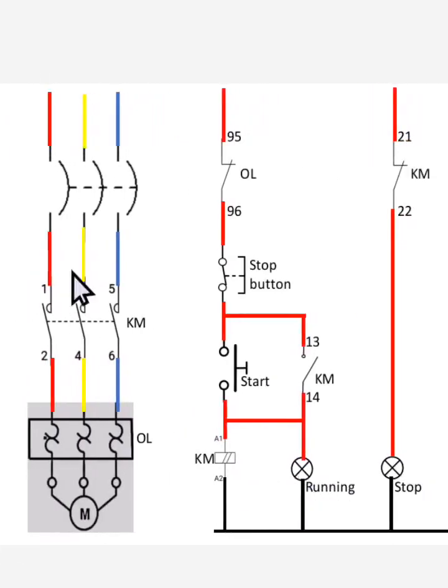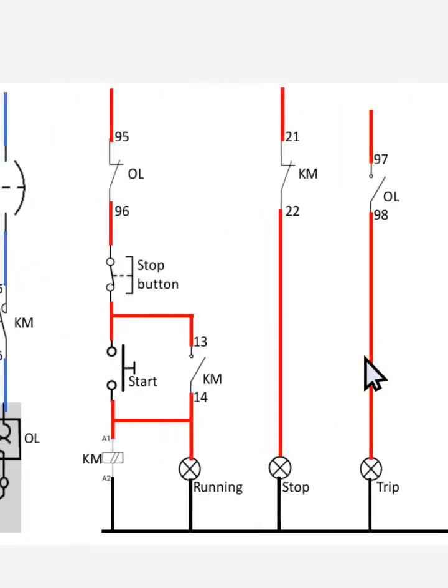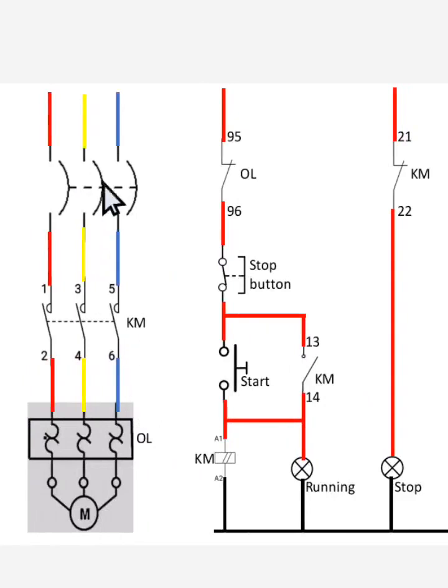So this is the power diagram, and this is the control diagram. When you're asked to draw a control diagram of a direct online, this is what they are looking for. And when you're asked to draw the power diagram of a direct online, this is what they are looking for. So you can see the incoming 3-phase. It goes to our circuit breaker. From the circuit breaker it goes to our contactor, and from our contactor it goes to the overload, and from the overload it goes to the motor.